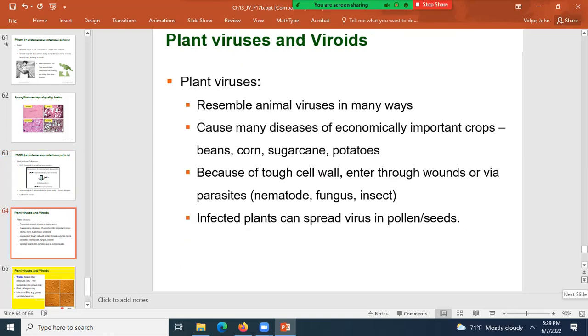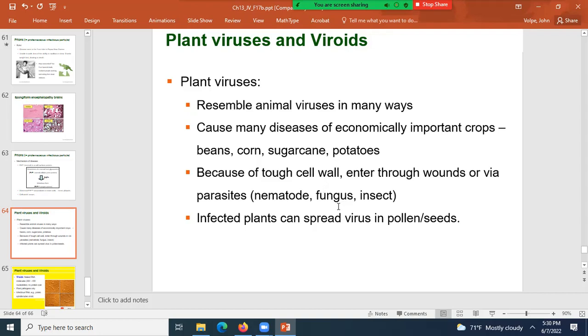If not, let's briefly talk about plant viruses and viroids. Plant viruses resemble animal viruses in many ways because many diseases that are economically important to crops, such as bean, corn, sugarcane, and potatoes, they do not infect and do damage to humans, but they damage our crops. Because of the tough cell wall, plant viruses tend to enter through wounds in the plant cell or via a parasite like a nematode, a fungus, or an insect.